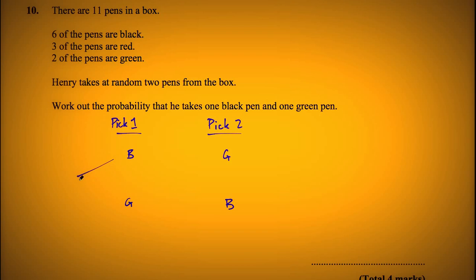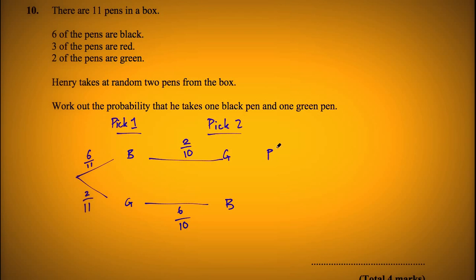Probability that he takes a black pen first of all, 6 out of the 11, and green is 2 out of the 11. If he's taken a black one already, then there are still 2 green ones, but there are only 10 pens remaining. If he's taken a green one already, then there are 6 black ones, but only out of 10 again.